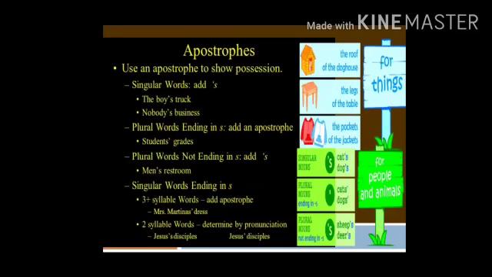But remember, we cannot show belonging of a non-living thing, like the roof of the doghouse, the legs of the table, the pockets of the jackets. Now these are all non-living things, so we can't say table's leg, doghouse's roof, jacket's pockets. We can only show belonging when it is a person, people, or an animal.